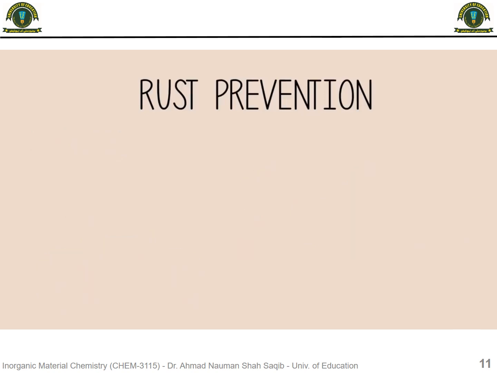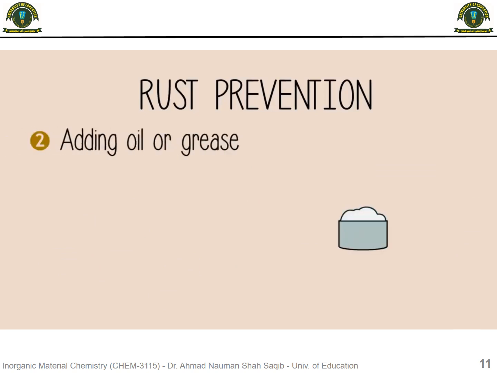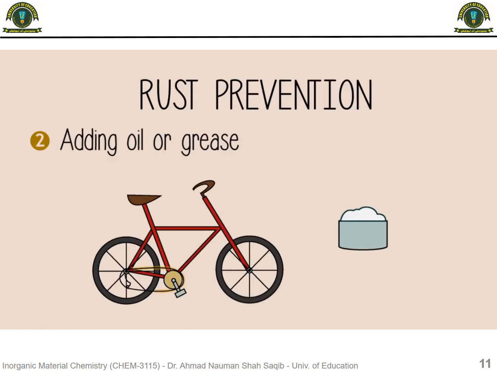Another method to prevent rust is by placing a layer of oil or grease. This is done on many bicycle chains. It helps lubricate the moving parts, which reduces friction and slows down the rusting process.